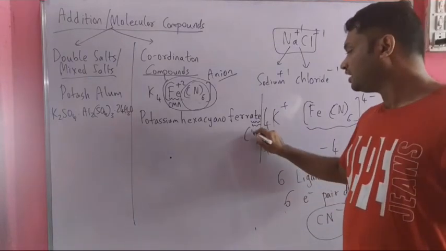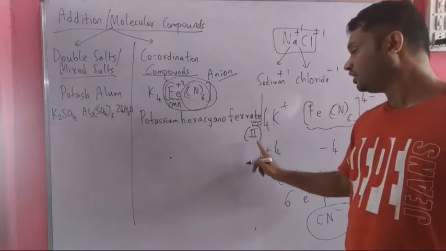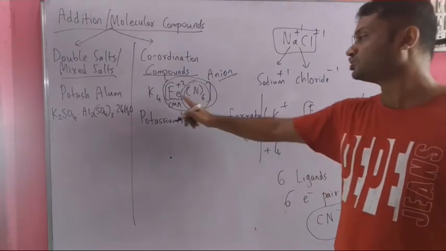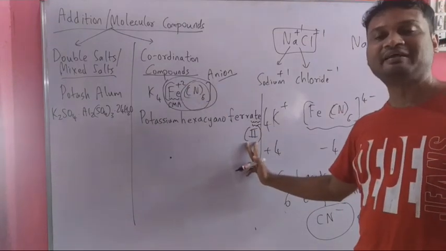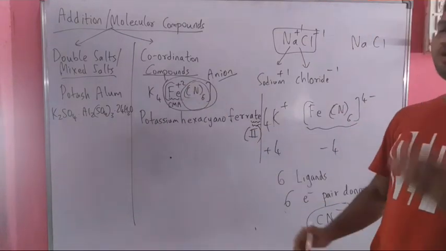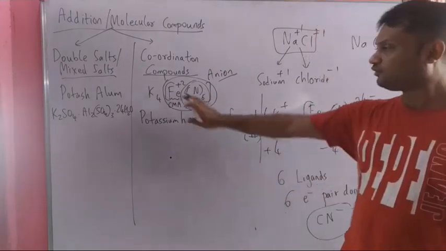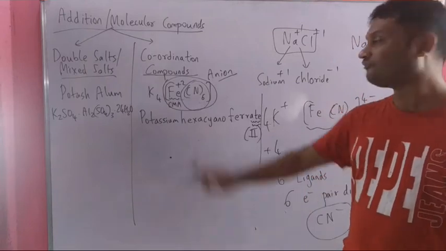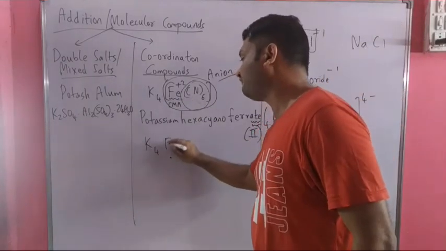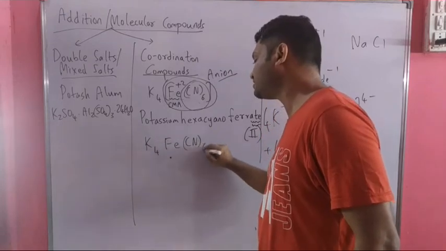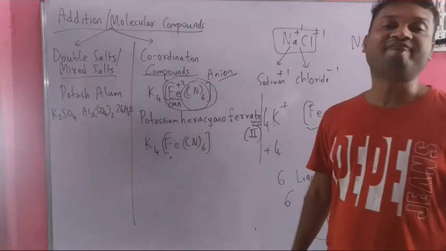Finally, we will write the oxidation number of this Fe in Roman numerals. So what is the oxidation state of Fe? It is +2. So in Roman numerals I will write II. How do I know this has an oxidation state of +2? So let us try to find the oxidation state of Fe in this case. So we have the compound which is K4[Fe(CN)6].